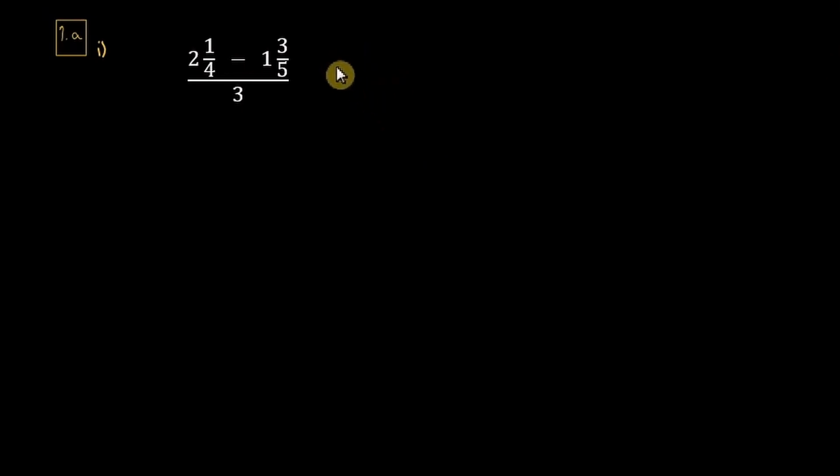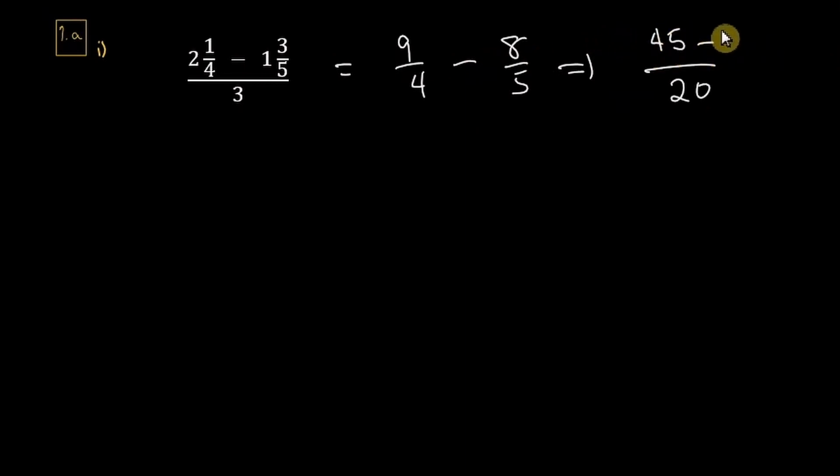For the numerator, let us first convert to improper fractions. So that's 4 times 2 is 8 plus 1 is 9 over 4, minus 5 times 1 is 5 plus 3 is 8 over 5. And if we take a denominator of 20, then we have 5 times 9 is 45 minus 32 over 20. This works out to be 13 over 20.